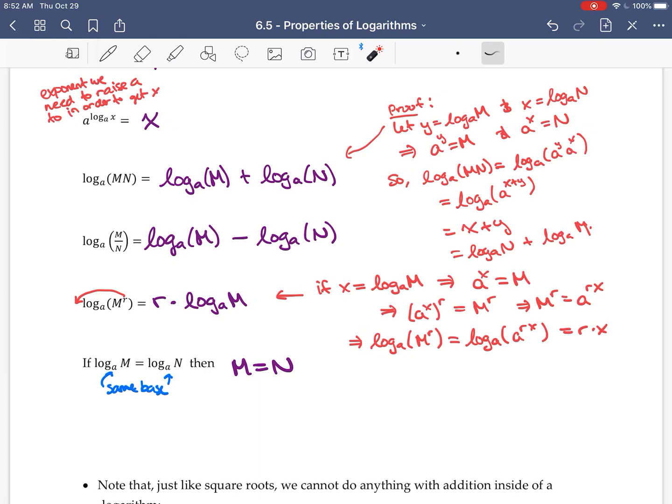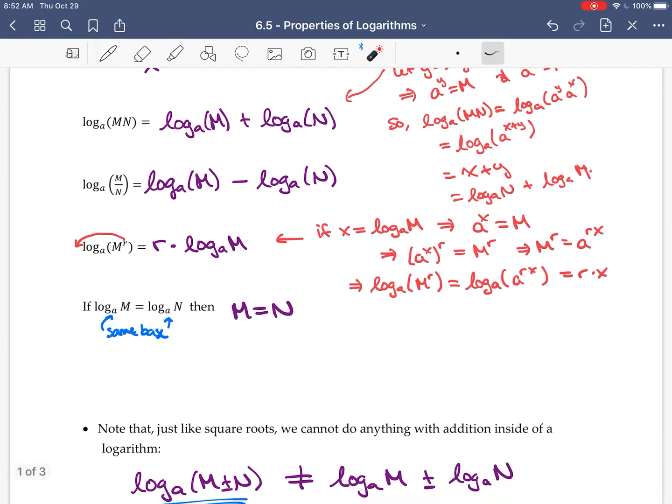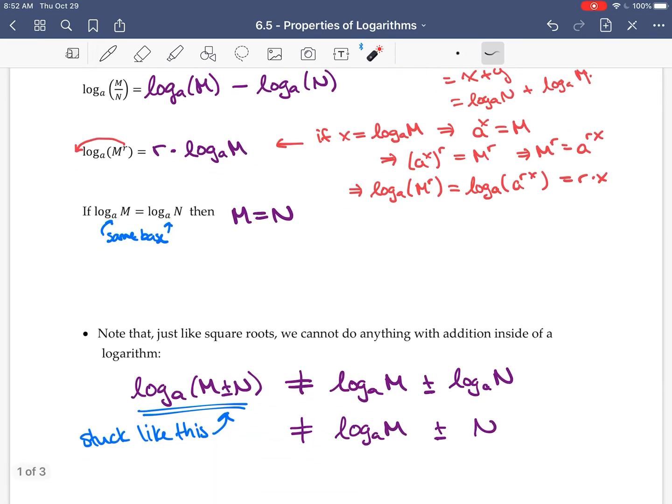Similarly, with division inside, you can split it up using subtraction. So log base a of m over n is log base a of m, the top, minus log base a of n, the bottom. If you have log base a of m to a power r, you can bring the power down, so this simplifies to r times log base a of m. Also, since log is a one-to-one function, if log base a of m equals log base a of n, that means the inside bits have to be equal.